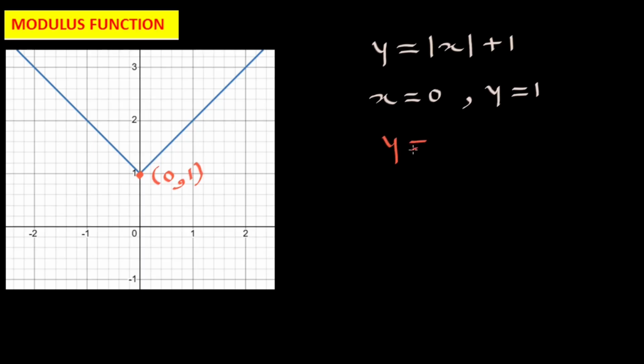This is a graph of y equals mod x plus 1. If we put x equals 0, y will be 1. Therefore, the graph emerges from this point 0, 1 and behaves like y equals mod x as usual.